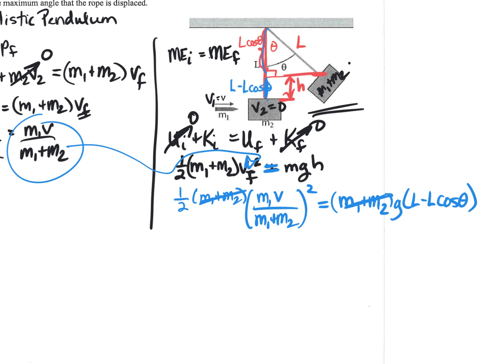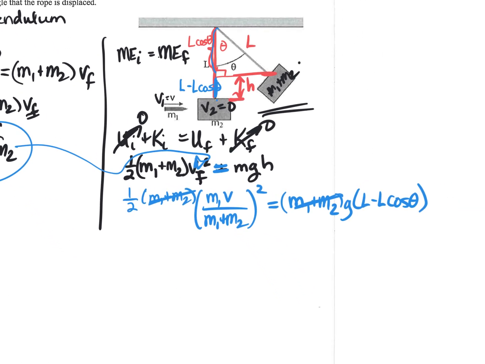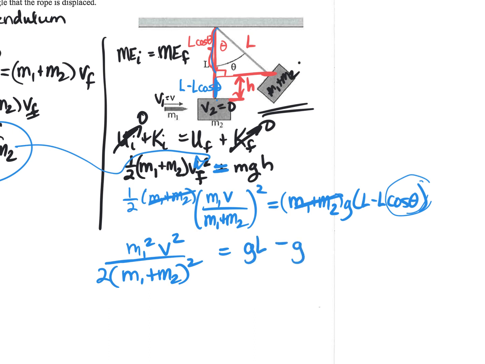So now what do we have here? We are trying to figure out what? The max angle the rope is displaced. That would be theta, wouldn't it? So let's get this whole thing figured out. So we have m1 squared v squared over (m1 plus m2) squared times 2 on that side. And on this side, we have gL minus gL cosine theta.